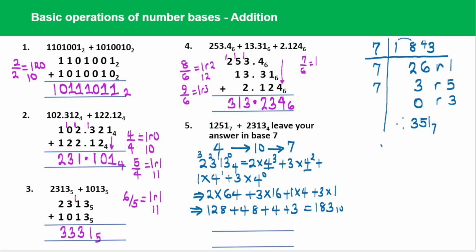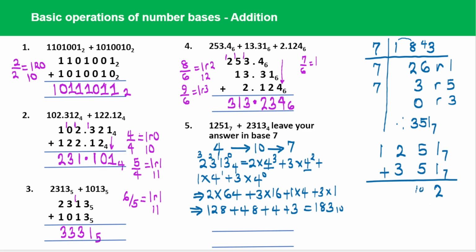So now we can go ahead and perform our addition, since we now know what both numbers are in base 7. So the first one is 1251 base 7. The second one is 351 base 7. Now let's go ahead and add. 1 plus 1 is 2. We can write 2 because it's less than the base. 5 plus 5 is 10.